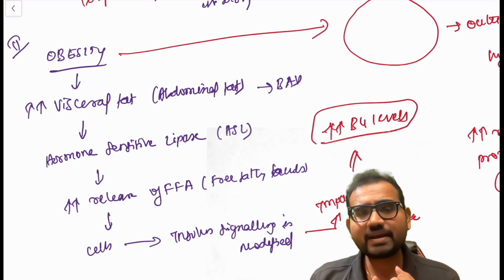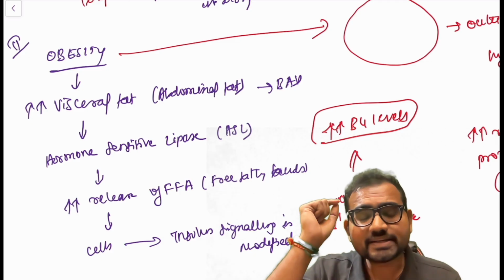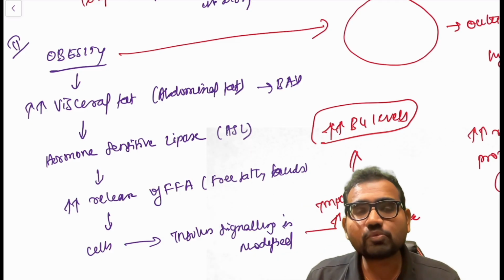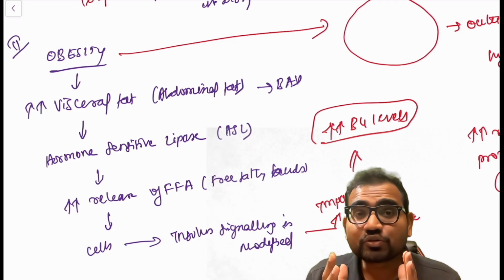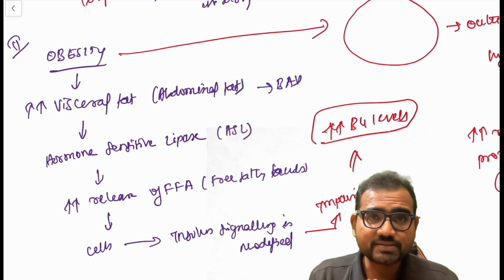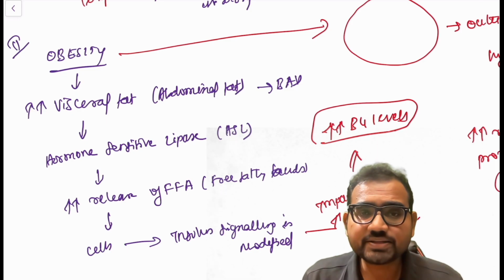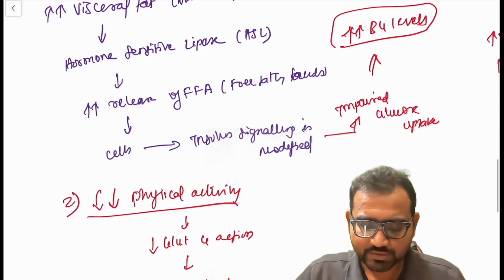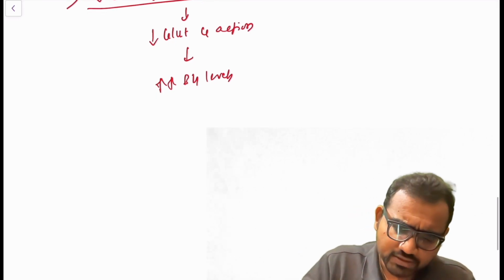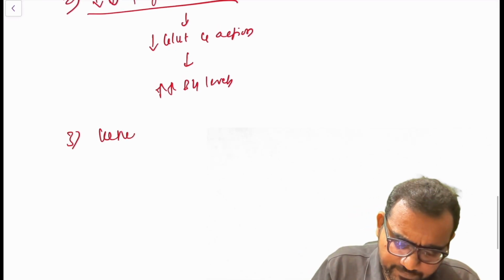So visceral fat, chronic low-grade inflammation, and because the cells are starving, it sends signals to secrete more glucose, but the glucose is already increased in blood. Because of some reasons it is not taken up by the cells, and it worsens the situation. Three things are happening in obesity patients. The next one is physical activity. The third one will be any kind of genetic predisposition.